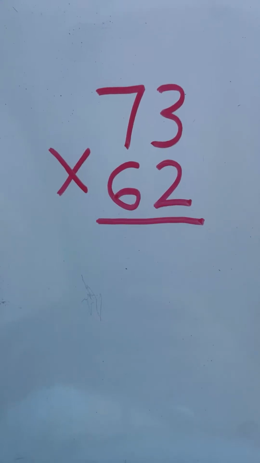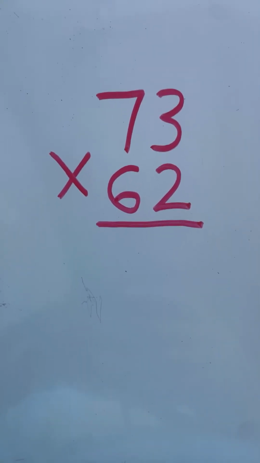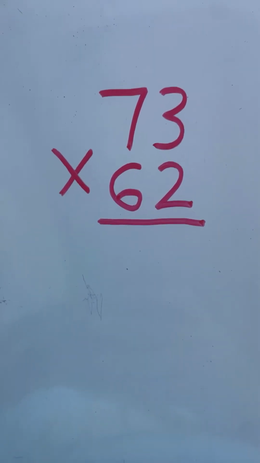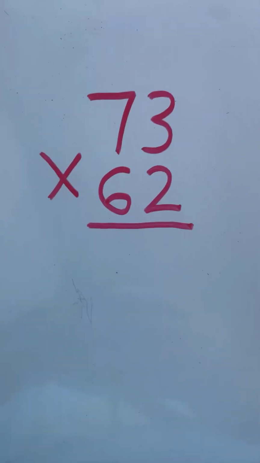So this video is going to be a review of 2-digit by 2-digit multiplication. Our first example problem is 73 times 62. And I'm going to go through step by step how to solve that problem.